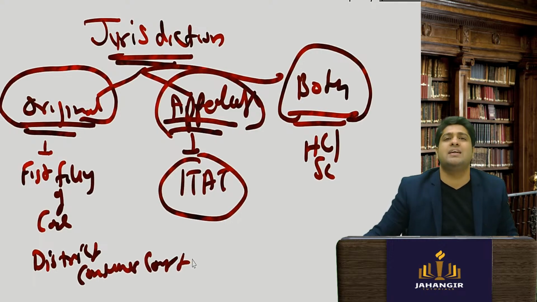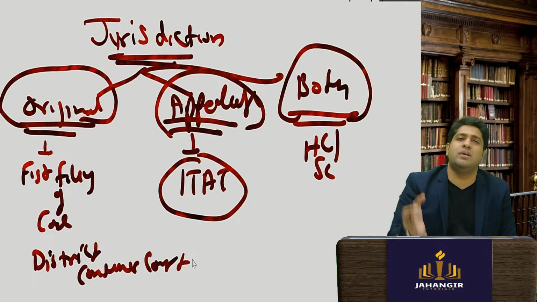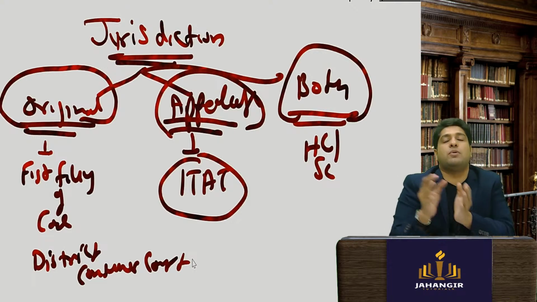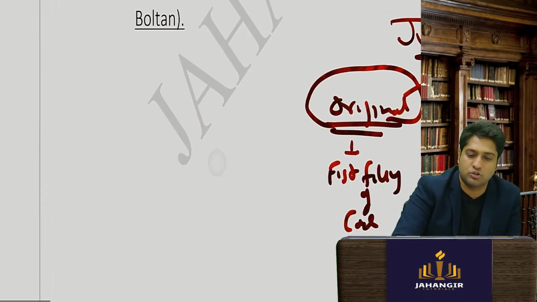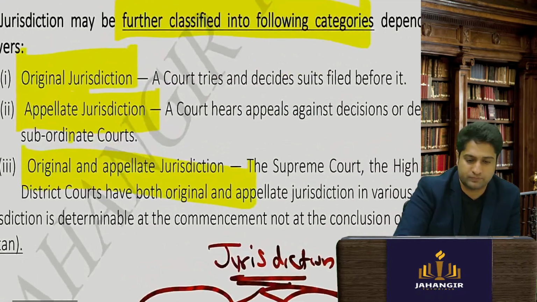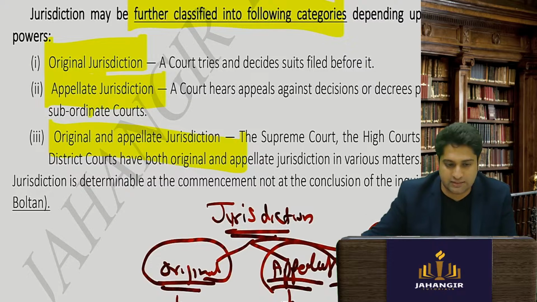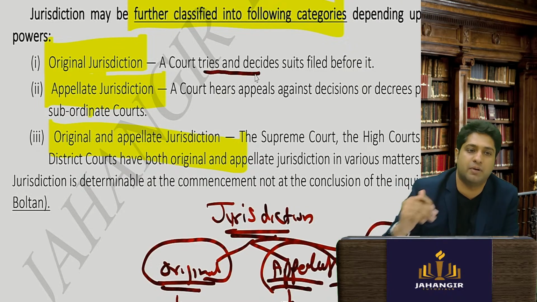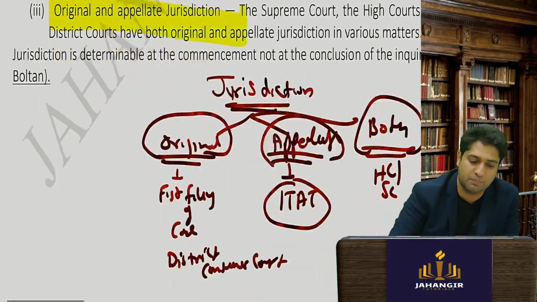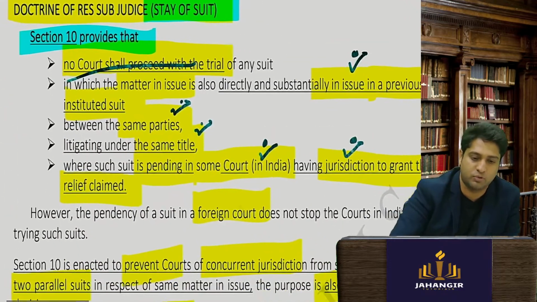Now, the district court doesn't have appellate jurisdiction. It can only take the matter first, and from it the matter will go on appeal to the state and national level. The High Court and Supreme Court have both. Original means the suit is first filed in that particular court. Appellate means it can take appeals, and both means it can take both.